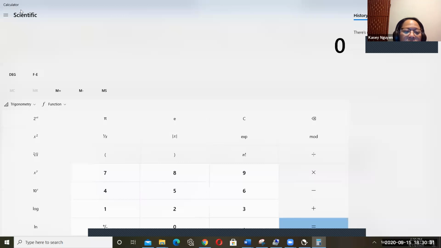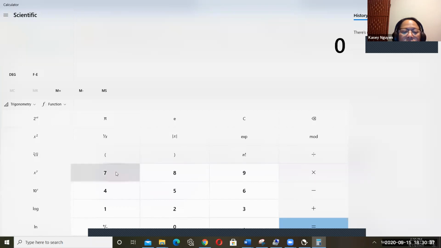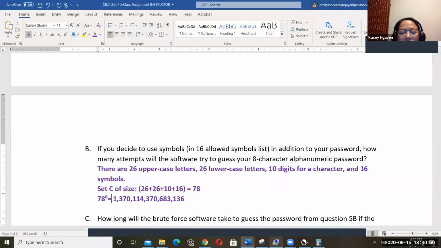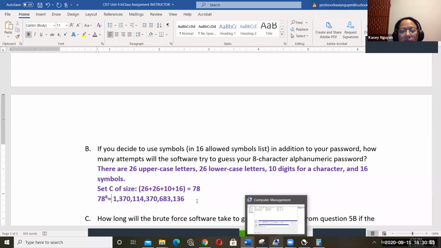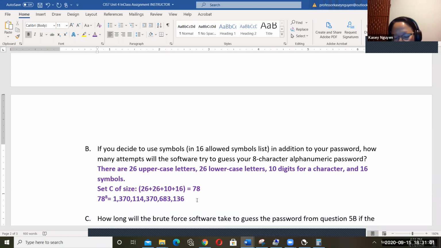And you can put it into the scientific mode, choose scientific. So you take 78, here's the exponent option here, raise it to the 8th power, and that will be your answer. Okay, any question? So you will see questions like this for quiz and tests. Something similar to this.